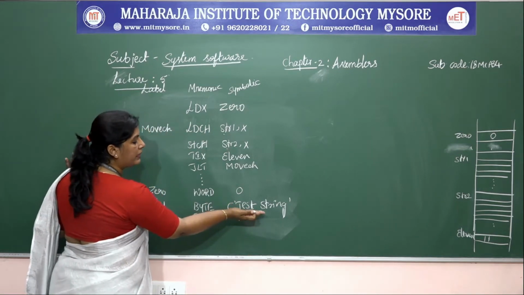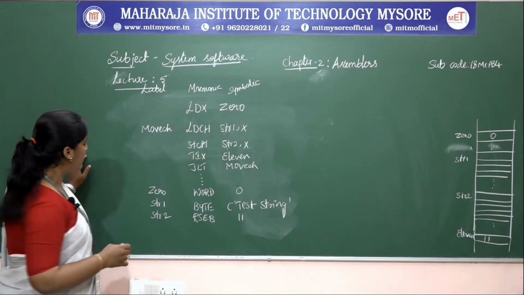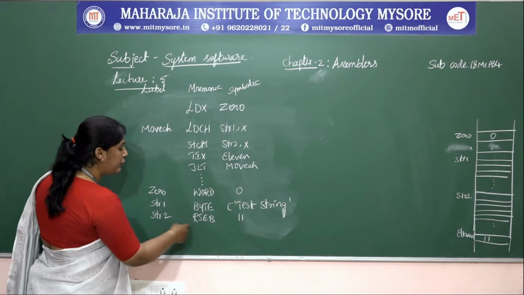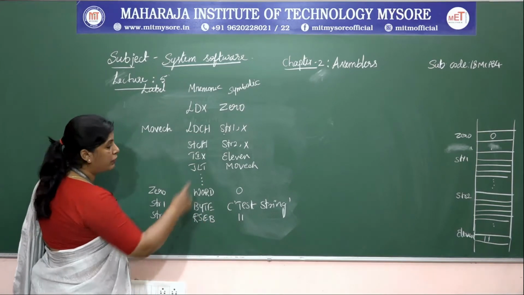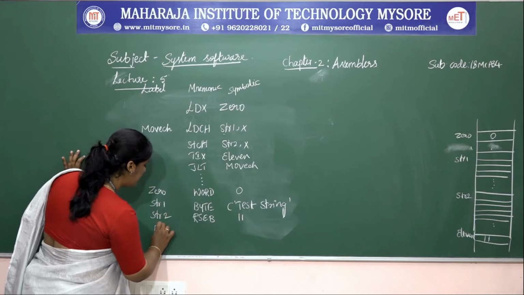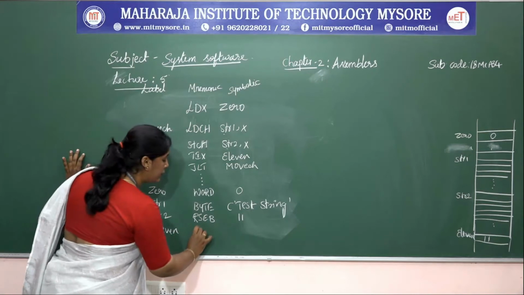Means I need to copy that entire string to string 2. How many bytes are required? 11 bytes. So after string 2, we just need to reserve 11 bytes. After that, one more character, it is 11. What is the type? It is an integer type.